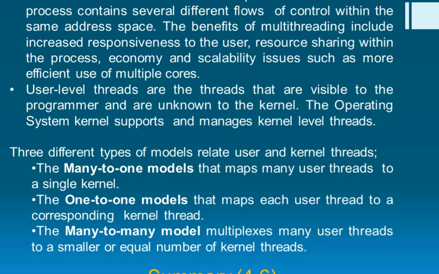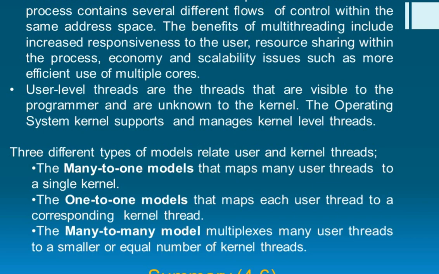User-level threads are the threads that are visible to the programmer and unknown to the kernel. The operating system kernel supports and manages kernel-level threads. Three different types of models relate user and kernel threads. We have the many-to-one model, the one-to-one model, and the many-to-many model.